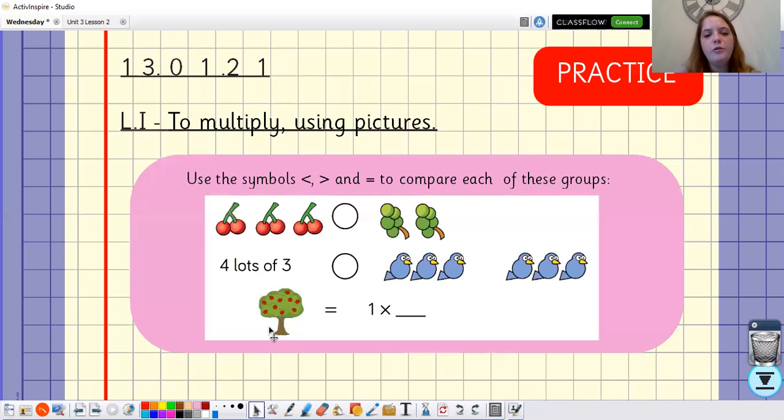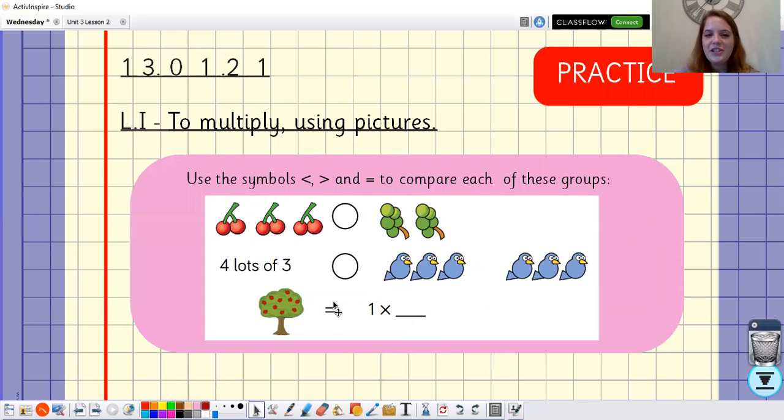Now this one's been done for you, so we can see a tree with some apples on. So we can see one group of how many? And that equal sign, remember what that equal sign means? It means the same as. So we have one group of something, or one multiplied by something. Okay, so that one you need to fill in that answer there. Pause the video here and we'll come back together to go through the answers in a moment.